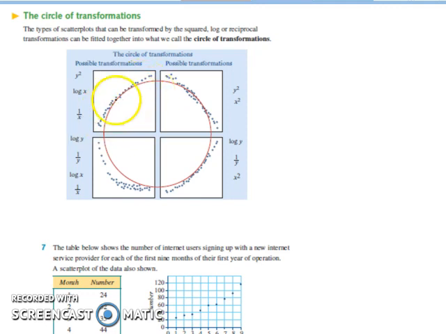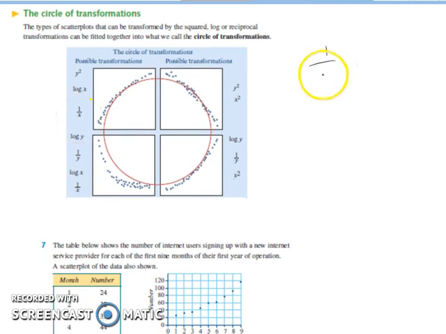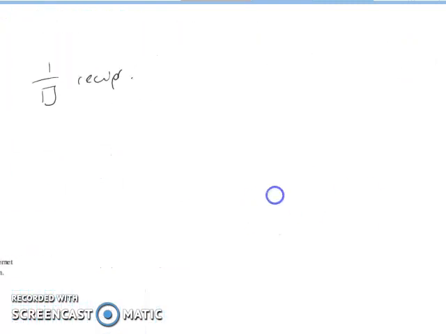So the circle of transformations basically says, if your data looks like this, then you can use one of these transformations: y squared, log x, or 1 on x. That's a squared transformation, that's a log transformation, that's a reciprocal transformation. So anything that has 1 divided by something, that's a reciprocal transformation. And what's the purpose of doing a transformation? It's to make it linear, okay?